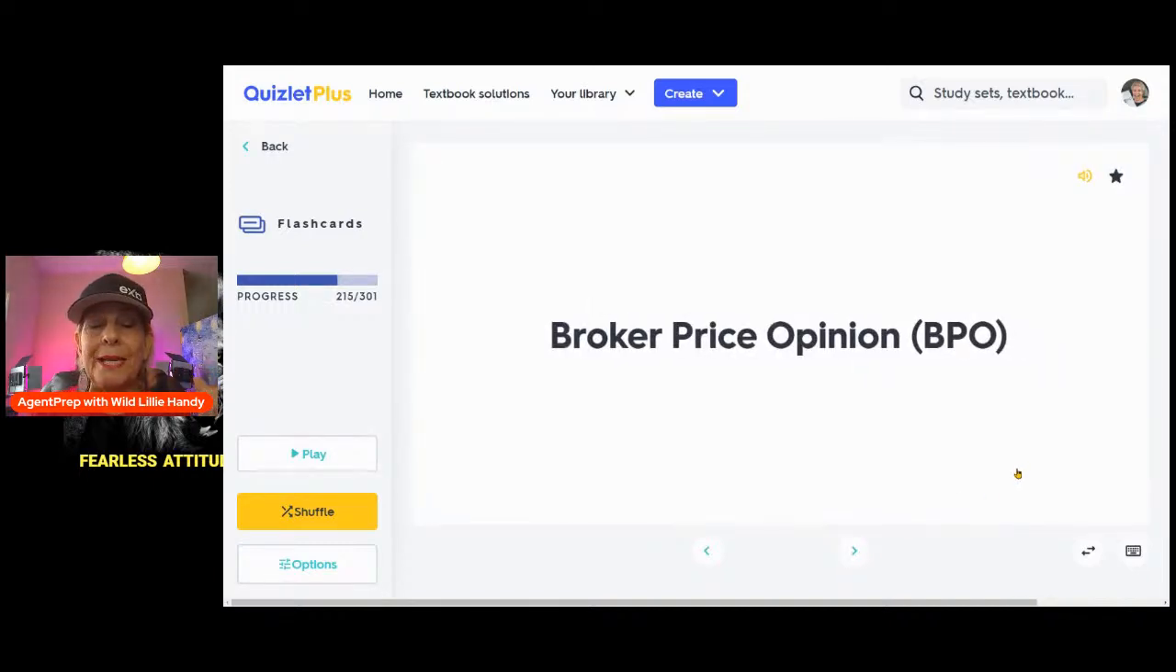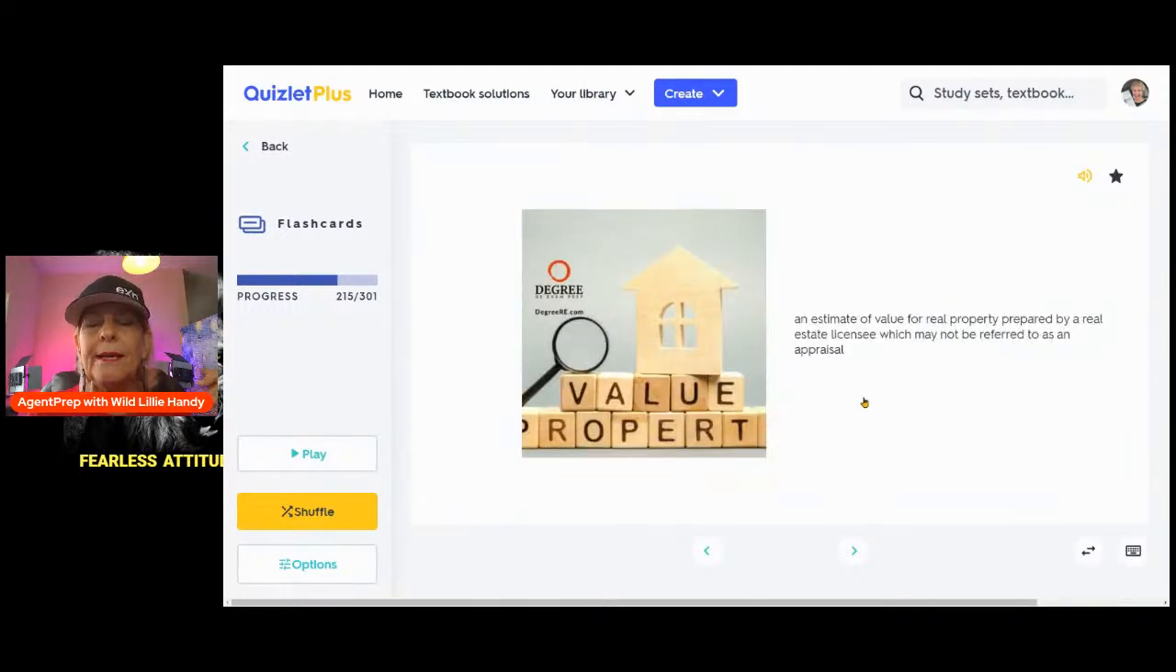Broker price opinion, BPO. Know your acronyms. It's an estimate of value of real property prepared by a real estate licensee, which may not be referred to as an appraisal. It's not an appraisal. A lot of times, broker price opinions will drive by and take pictures of the property on the outside. We may be asked to go inside and take pictures so that we can have the condition of it, then do a CMA, and it is presented to the lenders.